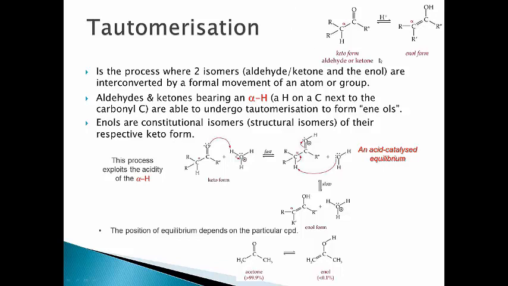So what we're saying is that you really need this carbon with a hydrogen here so you can make that double bond. It's a nice easy group that can be removed easily. They're structural isomers with respect to one another. This is a very acidic proton, and this is exploited in this process. So your keto form looks like this.